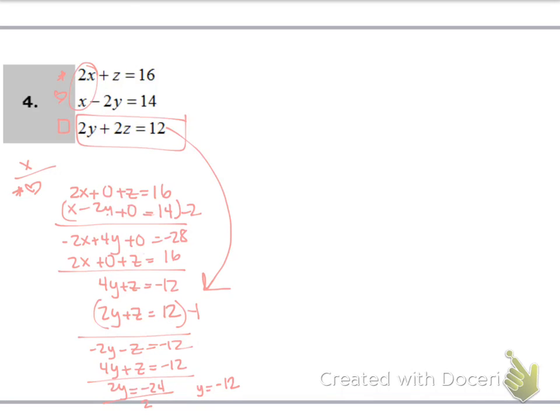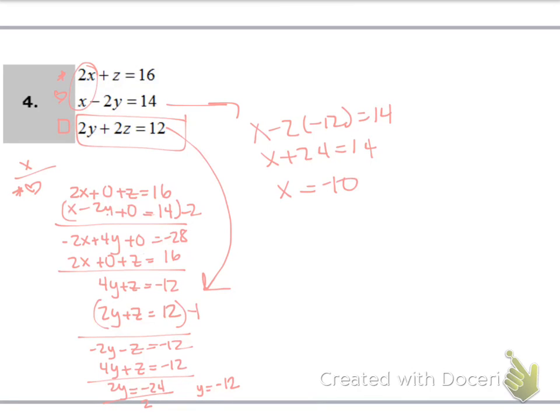Okay, and then we can plop it into one of them that has a y. So x minus 2 times negative 12 is equal to 14. So x plus 24 is equal to 14. If I subtract 14, ooh, I did it in my head too fast. If I subtract 24, I'd get negative 10.